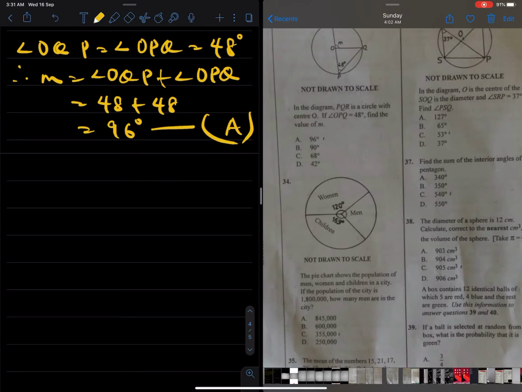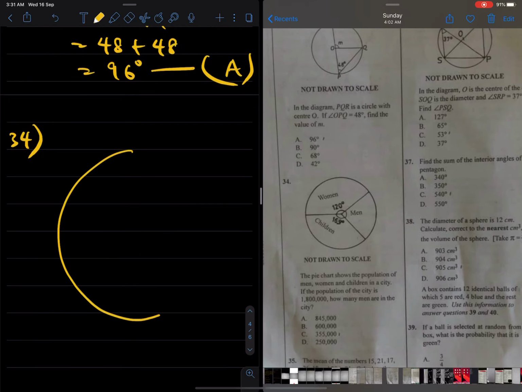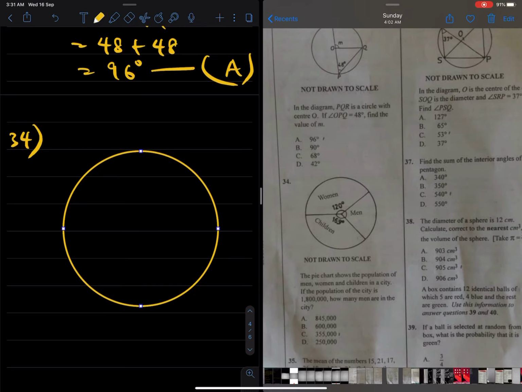Now to the next very quickly, 34. That's a question. We have this.